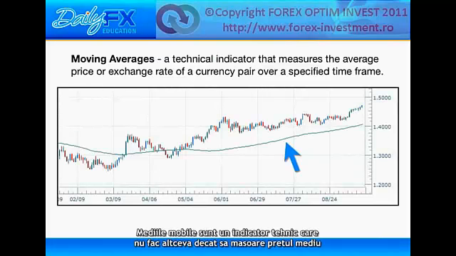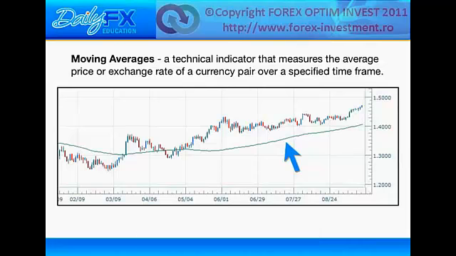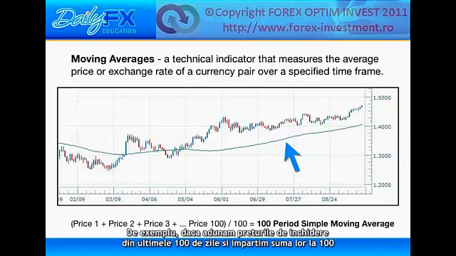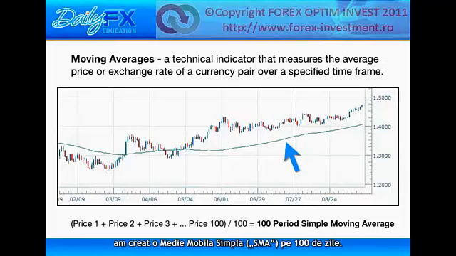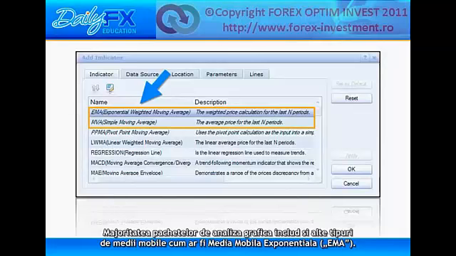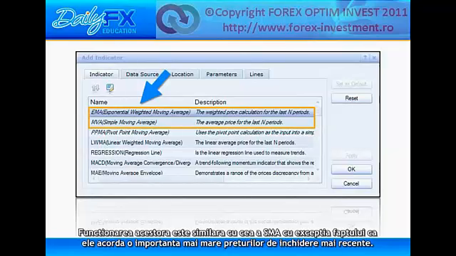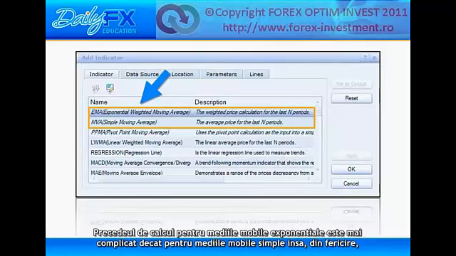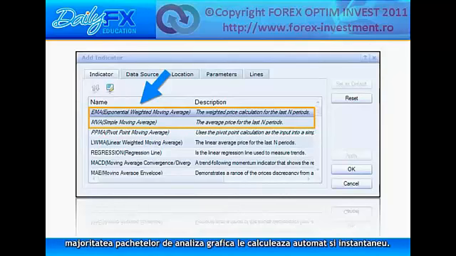Moving averages are technical tools that simply measure the average price or exchange rate of a currency pair over a specified period of time. For example, if we take the closing price of the last 100 days, add them together, and divide the sum by 100, we've created a 100-day simple moving average, or SMA. Most charting packages include other types of moving averages, including an exponential moving average, or EMA. They work the same as simple moving averages, except they place greater weight on the more recent closing prices. The process of calculating an exponential moving average is more complex than that of simple moving averages, but fortunately most charting packages calculate them automatically and instantaneously for you.